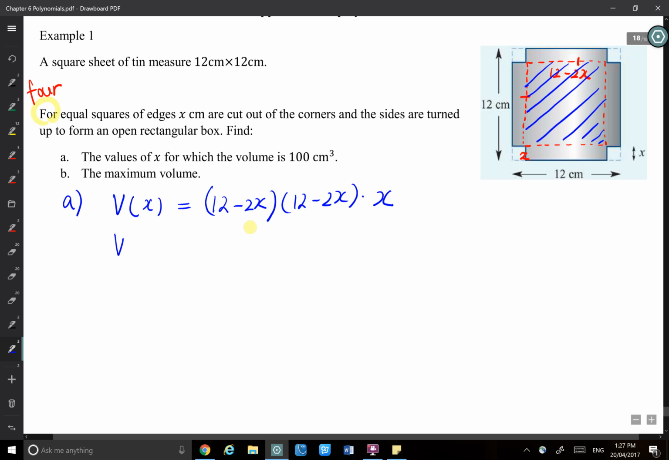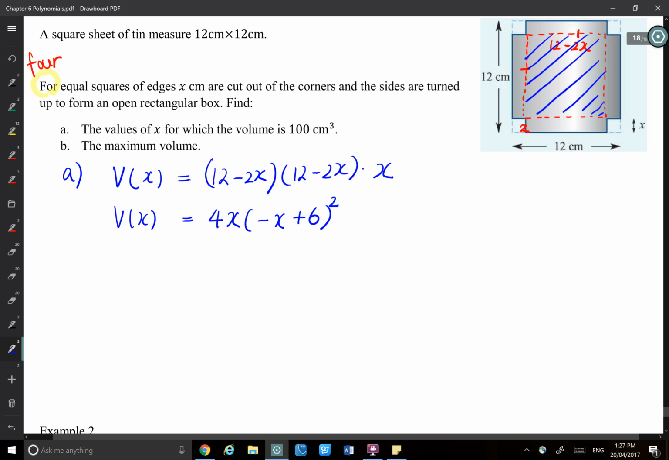I can actually simplify this a little bit. I can take 2 out from here and 2 out from here. That makes a 4, so it's 4x times (6 minus x) squared.